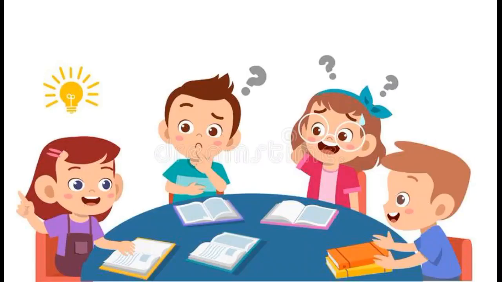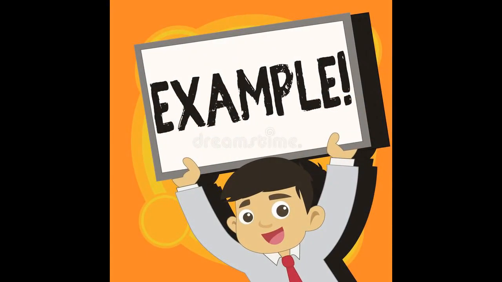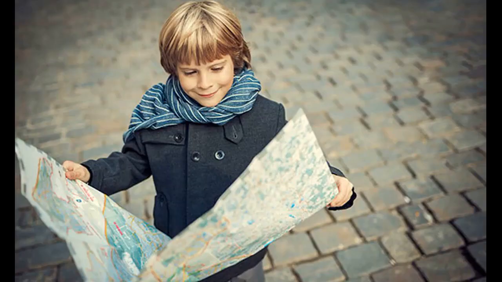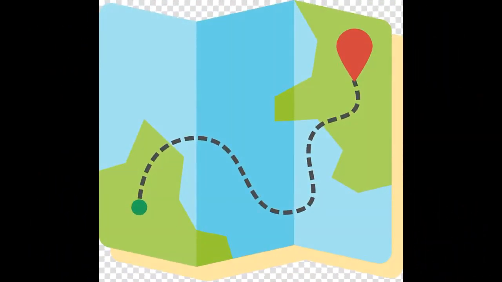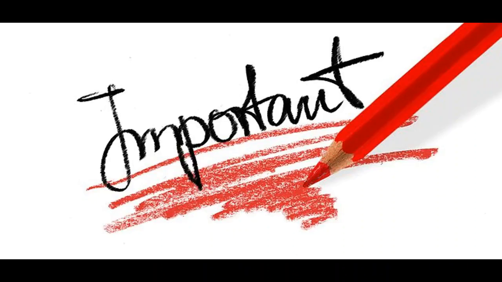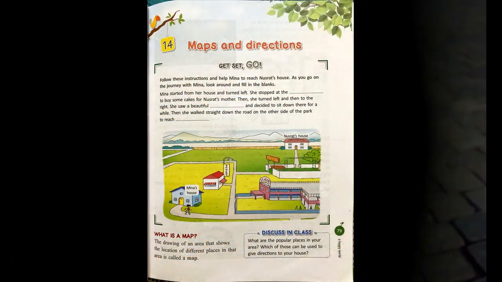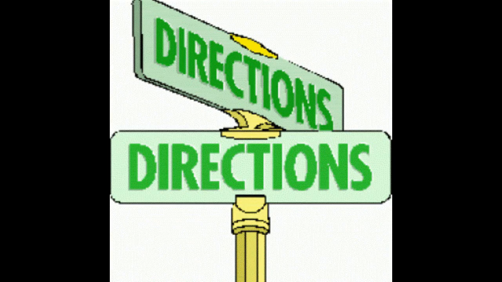Slaters, we know that understanding maps and directions is very important. For example, if you are visiting an unknown place, then having a map handy can help you in reaching various places. However, it is also important to have a basic understanding of reading the map and knowing the directions. From our third lesson, we will learn about maps and directions.